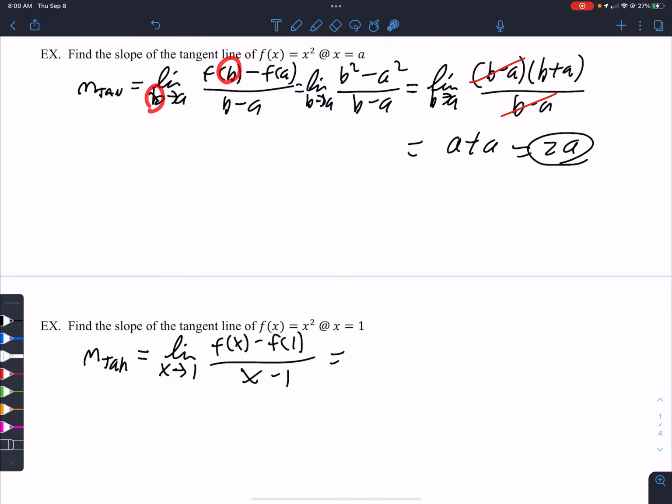The b is the first one. The x is the first one. The a is the second one. The 1 is the second one. Same thing. So we're going to go through the same process.